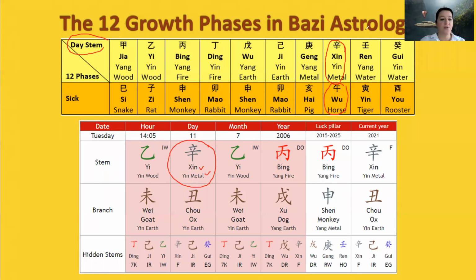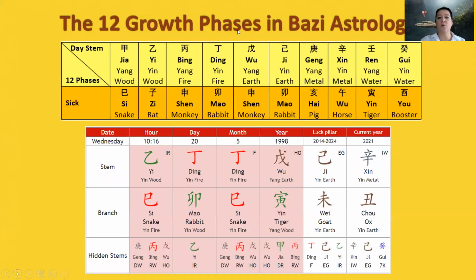Now let's have a look at a third example to see whether this one has a sick phase. Again, the first thing we look at is the day stem, and then we cross-reference this with the table above. There we have the Ding fire. And for a Ding fire, the sick phase is in the rabbit. And it just so happens that this person is born on a rabbit day. So this would be the sick phase.